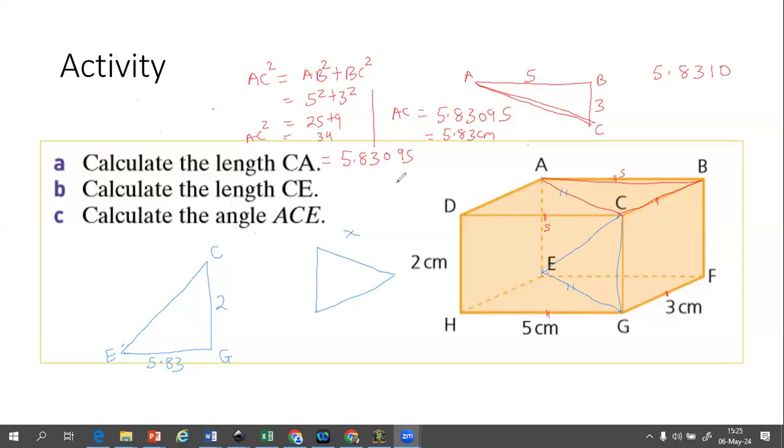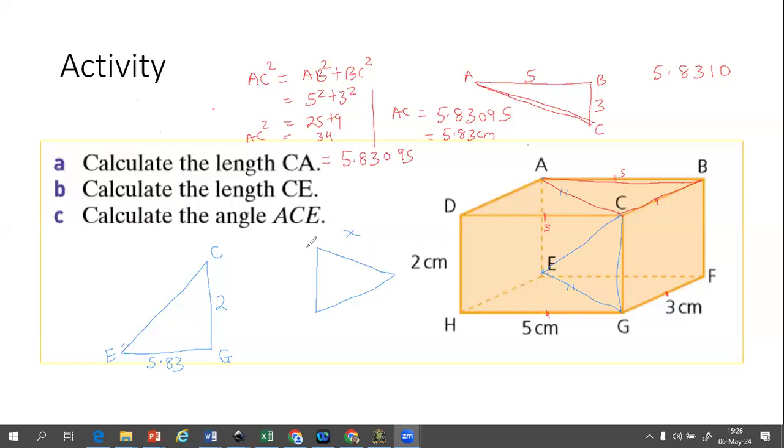That is good. Okay. So the approach you need to use is to look out for the right angled triangle. You look out for what is giving you the right angled triangle. That is the easiest route to use.